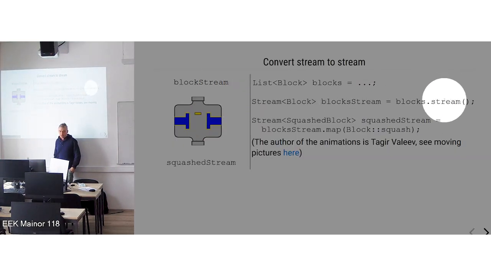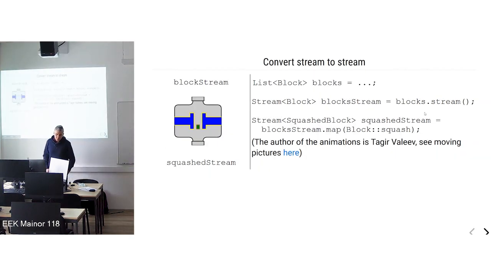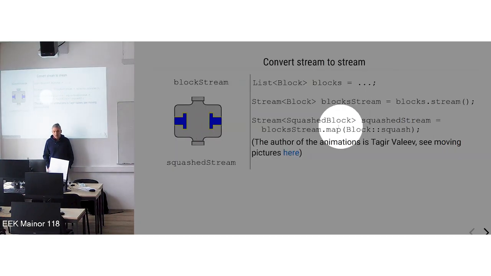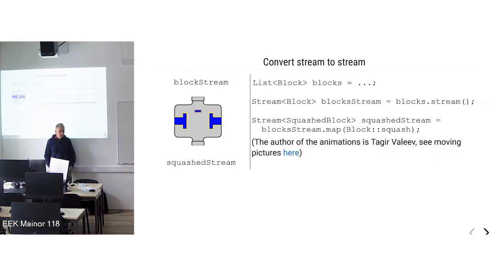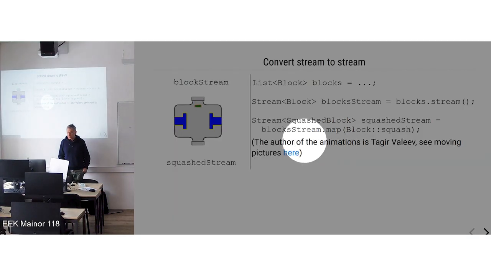Each collection in Java API, each subclass of collection, has this stream method. And we can provide some method reference or lambda here, some functional interface, that transforms our blocks in a way. So when we just call blocks.stream().map(Block::squash), it works as follows. We have blocks, and then we have this squash method that transforms a block into a squashed block here.